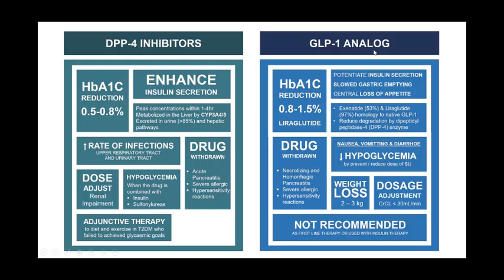DPP4 inhibitors are able to reduce HbA1c by about 0.5 to 0.8%. The peak concentration of this drug is reached within 1 to 4 hours, and it is metabolized in the liver by CYP3A4 or CYP3A5. It is excreted in the urine about 85% and the rest is excreted through the hepatic pathway.